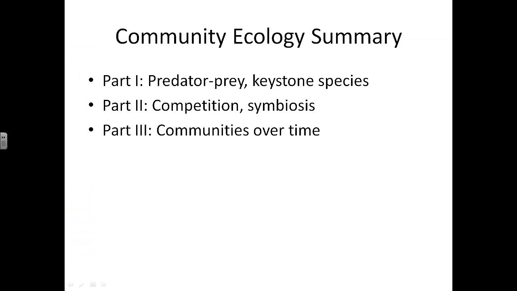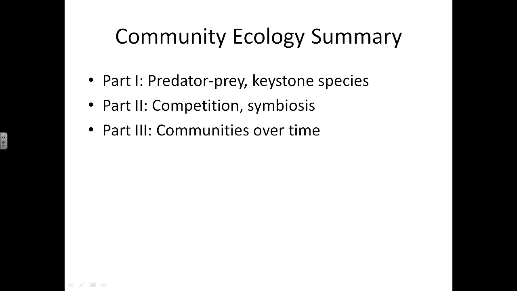So far in terms of community ecology, we've talked about three different kinds of relationships: predator-prey, competition, and symbiosis. When we talked about predator-prey, we also mentioned keystone species. Remember, that's a predator that's really important to that ecosystem. If they're removed, the other community members get out of balance and can destroy that ecosystem.